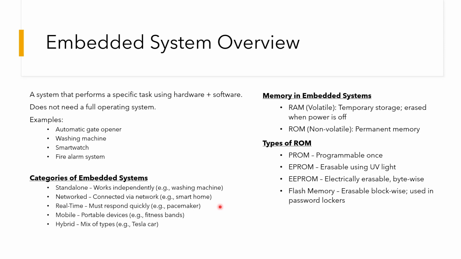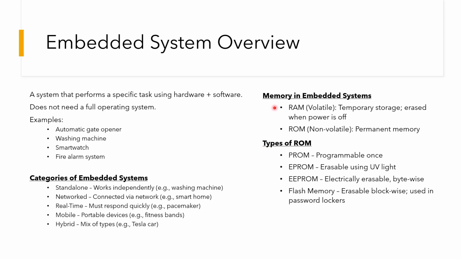An example in the medical field is a pacemaker, which responds quickly and is a real-time embedded system. Then mobile, which are portable devices like fitness bands, which come under mobile embedded systems. Then hybrid, which is a mix of all these types. An example is an electric Tesla car, which comes under embedded systems.